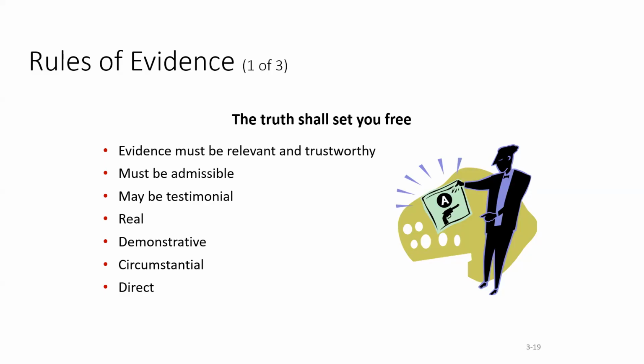It has to be trustworthy, meaning that it is subject to examination and cross-examination, and the definition and types of evidence will be explored further in the chapter. In this, we're going to talk about that coming up. For the purpose of exploring the rules of evidence, evidence may be testimonial, real, demonstrative, circumstantial, such as fleeing the scene of a crime, or direct, the testimony of an eyewitness.